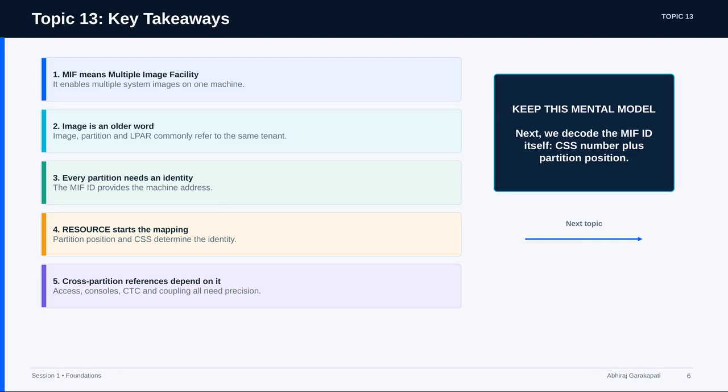That is the mental model to carry forward. The next topic focuses on the address itself. We will break it into its two pieces, show how hexadecimal positions work, and compare the machine address with the human-readable partition name.